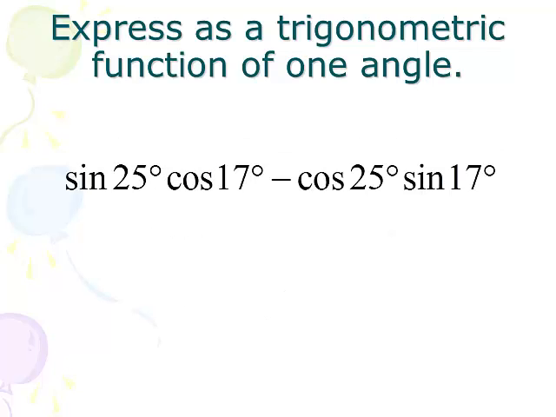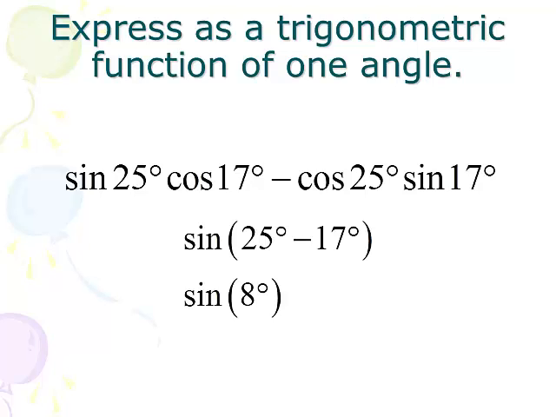Let's do another one. I've got the sine of 25 degrees cosine 17 minus cosine 25 degrees sine 17. And we want to express this as one trig function of one angle. So go to your formula sheet and see if you can match this up. And if you look on the formula sheet, you'll notice that sine, cosine, cosine, sine refers to one of the sine equations. And since there's a minus sign in there, it's the sine of u minus v.